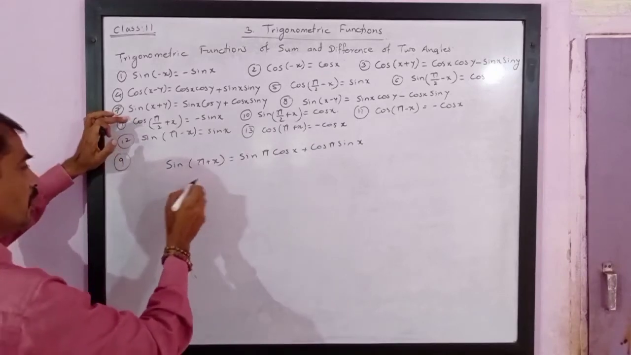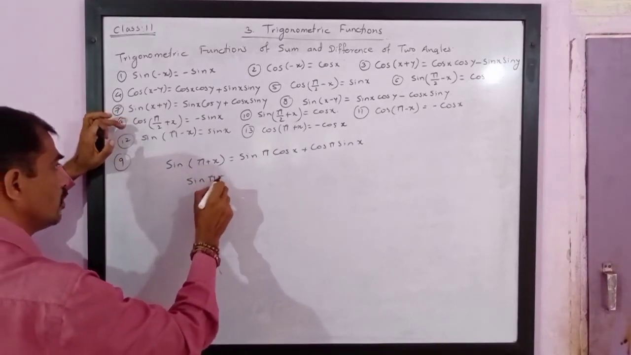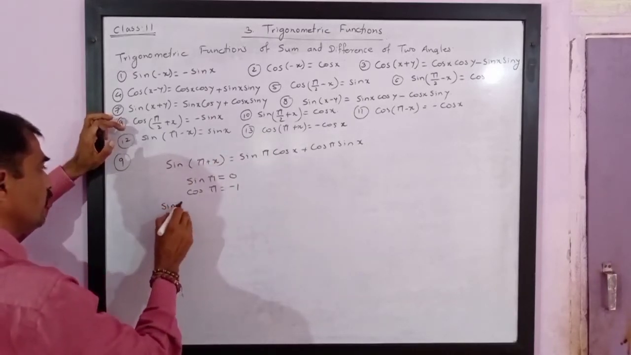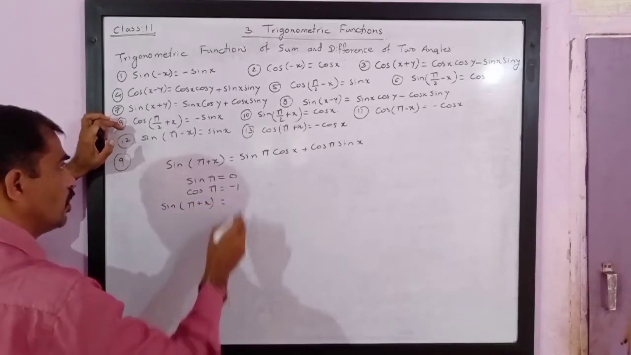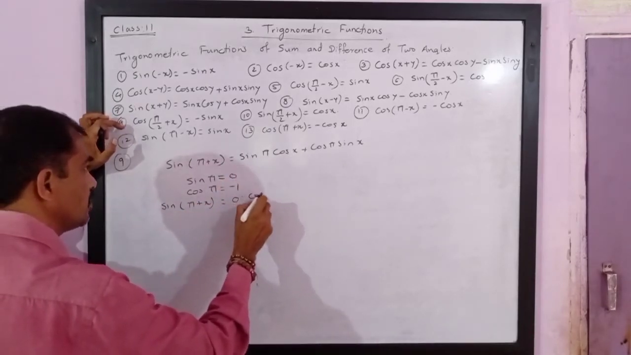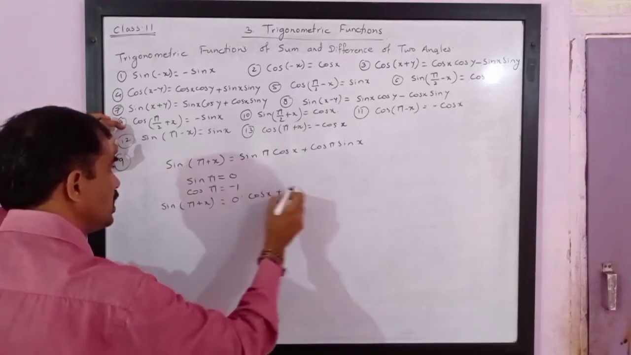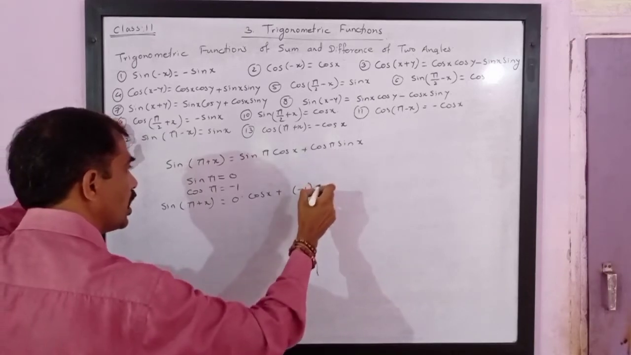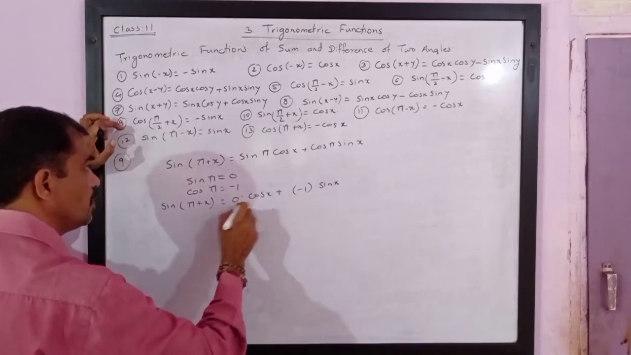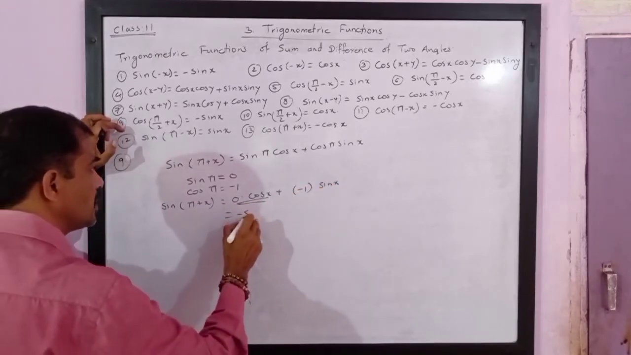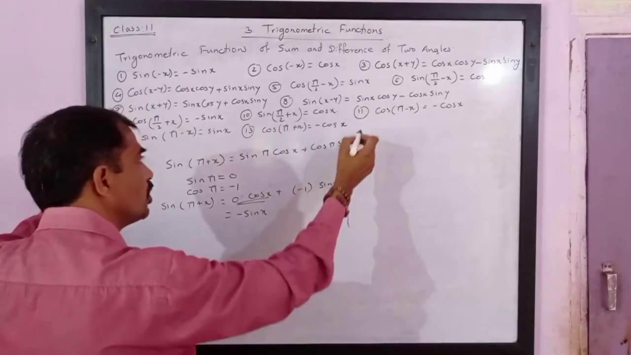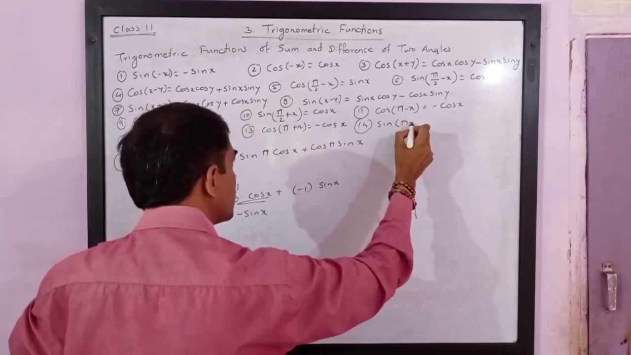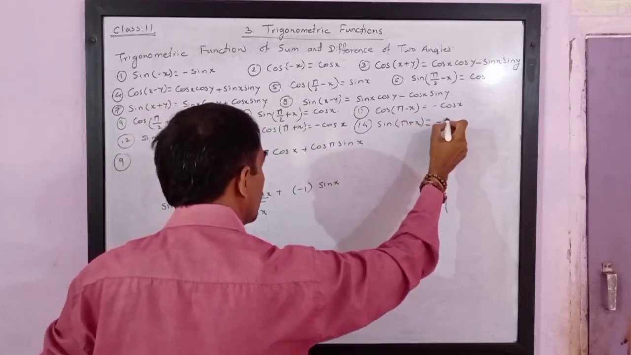Now we already know sin pi is equal to 0 and cos pi is equal to negative 1. So if you put the values, you will get sin of pi plus x is equal to 0 into cos x plus negative 1 into sin x. So this becomes 0 minus 1 into sin x, which is minus sin x. So I am giving the next number to the identity, 14 number. We have got sin of pi plus x is equal to negative sin x.